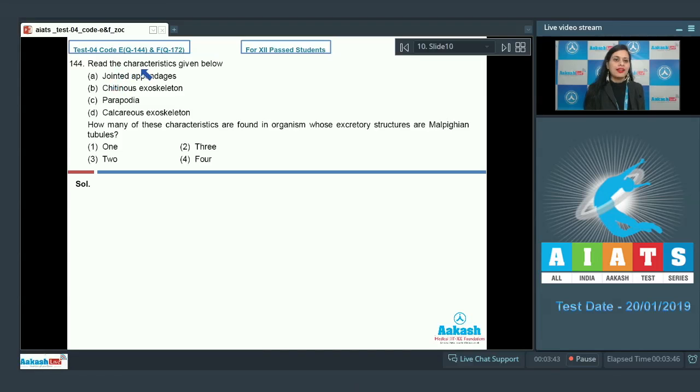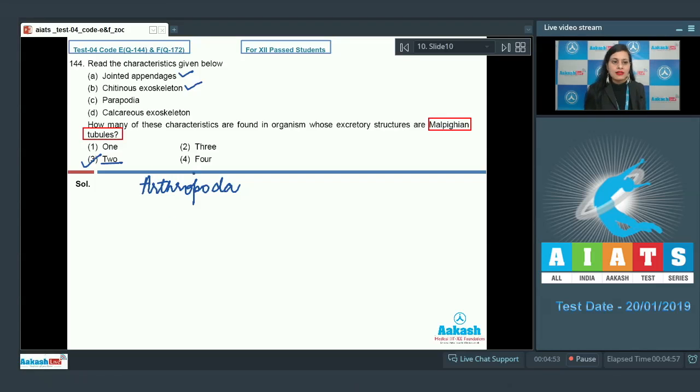Question number 144. Read the characteristics given below: jointed appendages, chitinous exoskeleton, parapodia, and calcareous exoskeleton. Now the question is, how many of these characteristics are found in the organism whose excretory structures are Malpighian tubules? We know that Malpighian tubules are the excretory structures present in organisms belonging to phylum Arthropoda. The other characteristics shared by these organisms are jointed appendages and chitinous exoskeleton. So how many characteristics are found in these organisms? 2. So the correct answer is option number 3.